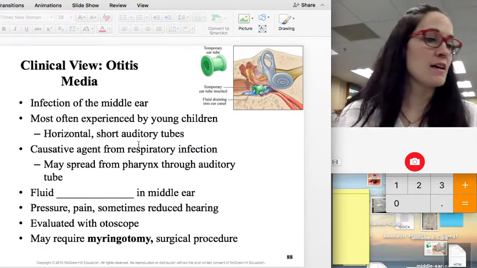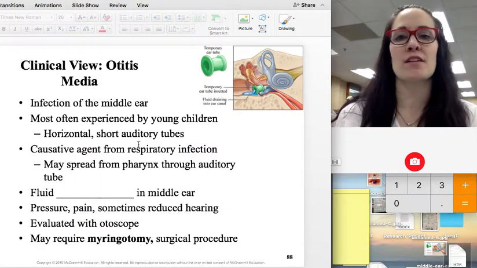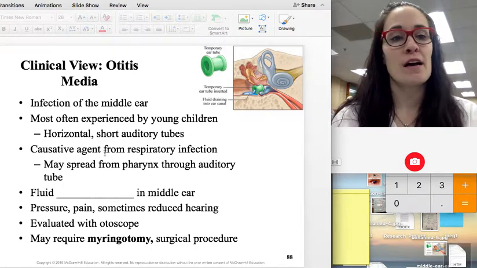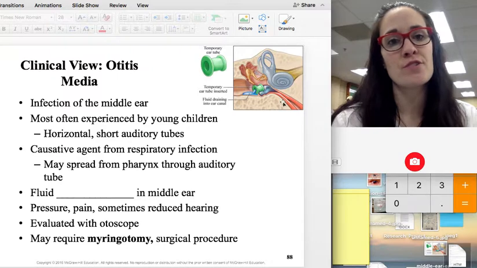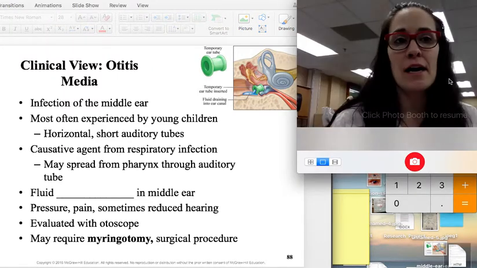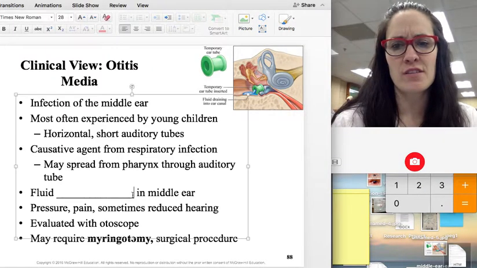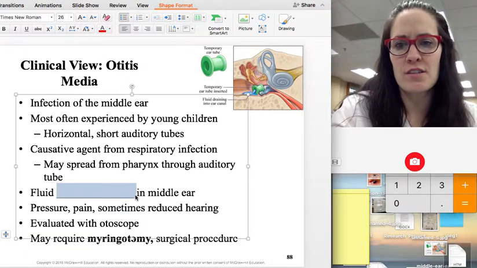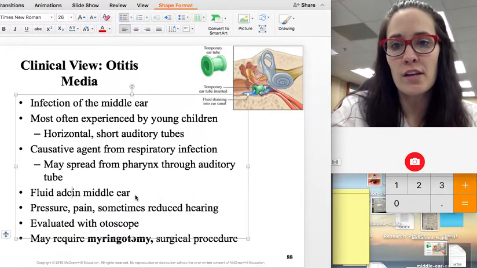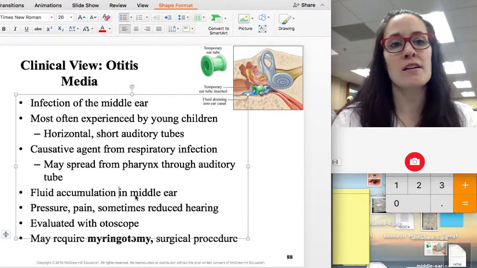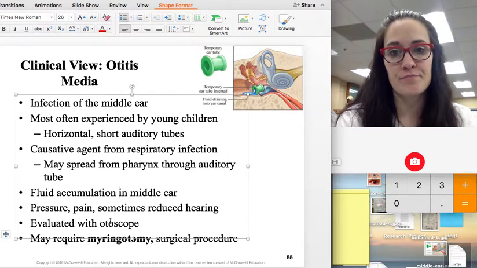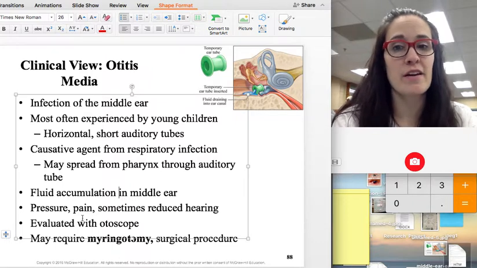Otitis media is a fancy word for an ear infection. It's an infection of the middle ear. A lot of times, younger children are more prone to it because their auditory tube, their eustachian tube, is more horizontal. And they're more prone to infections also. So an ear infection is just simply a fluid accumulation in the middle ear, pushing on that tympanic membrane, causing pain. And it can influence hearing as well.